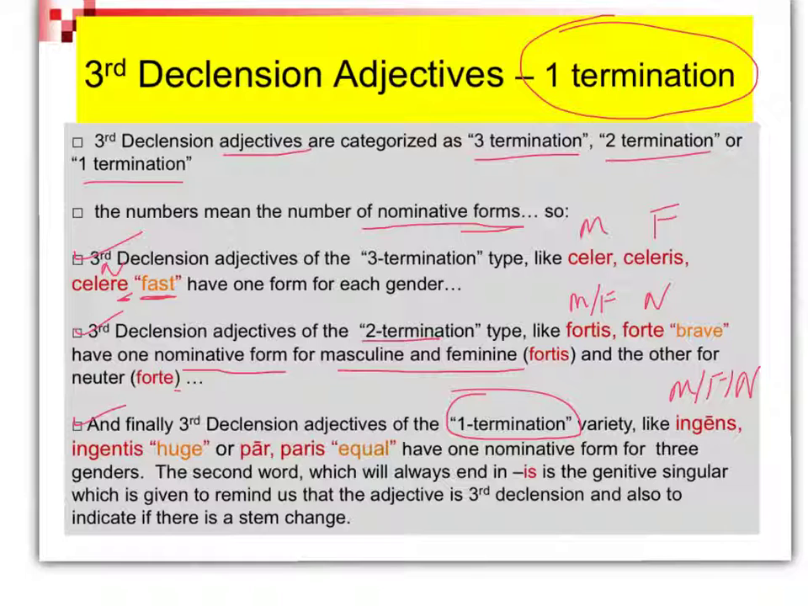Now notice there's a second word which always ends in a short is, ingentis here, or paris. That is the genitive singular, which is given to remind us that the adjective belongs to the third declension. You must have is in a dictionary entry for third declension. And it's also given to indicate if there is a stem change. There isn't one for par, paris, but there is from ingens to ingentis. Notice the S drops out and we get the T.